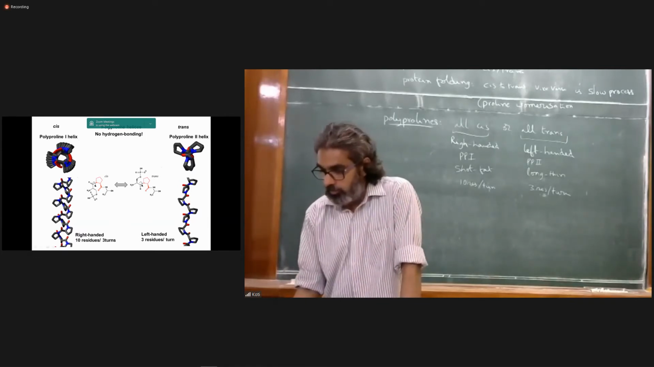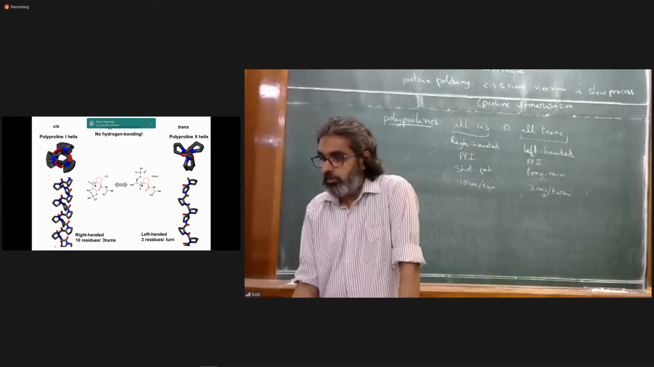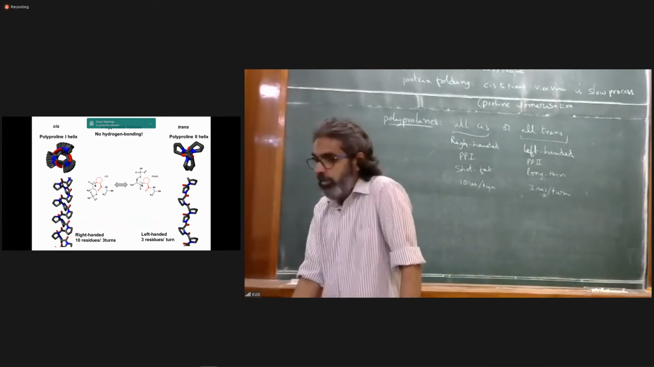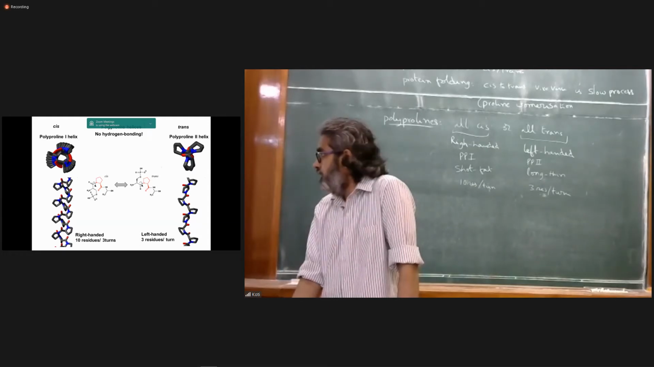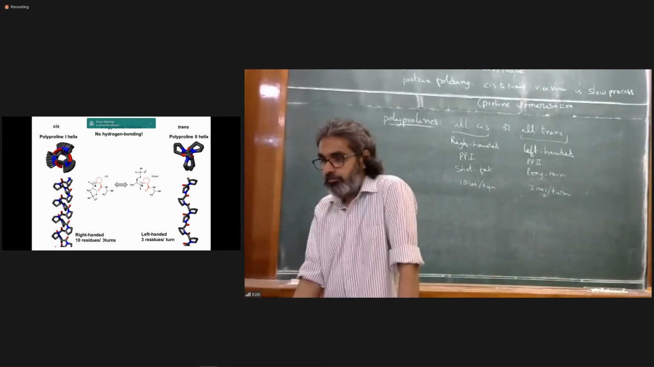Okay, so these are the interesting structures which are taken only by polyproline and are very unique to this. That's mainly because of the cis-trans isomerization. Other amino acids. Can I ask a question, sir?